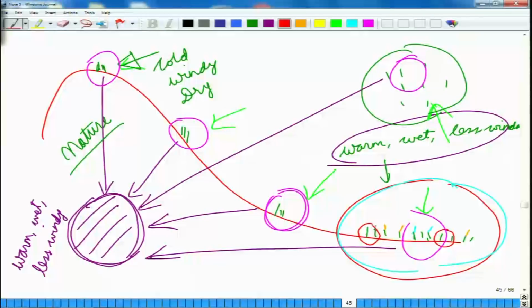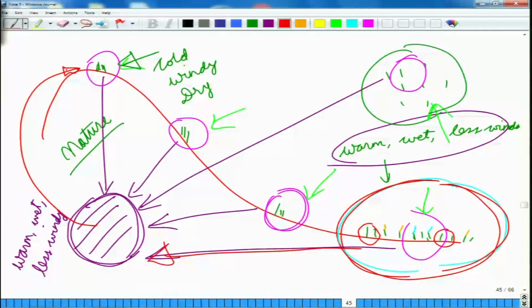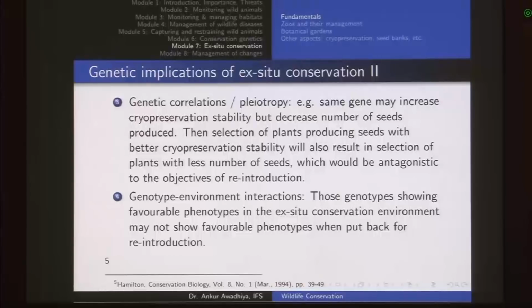But then what will happen in that case is that you will select for those individuals that suit the environment that is very close to your ex-situ conservation facility. So after a few generations, when you put these seeds back into their natural habitat, because this environment is very different from what was there on top of the hills, you might not get good results out there in the field. So this is because of your genotype environment interactions. Just because your environment is fixed here, you only have a single type of environment, so you will be selecting for those genotypes and those traits that may not be useful for you when you are trying to put your seeds back into the environment.